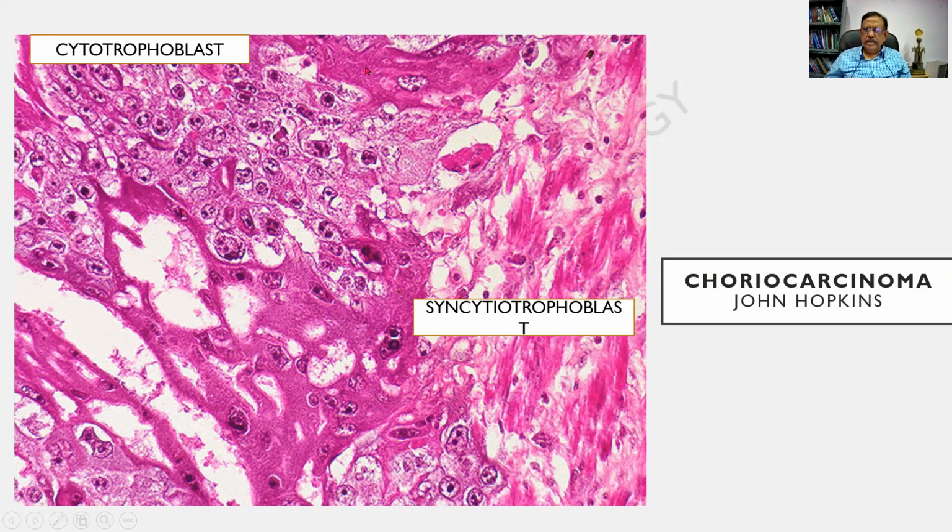And as I mentioned earlier, this is a syncytiotrophoblast. It appears darker. Look at these areas. I am finding multiple nuclei, no cell borders. This is the sheet of syncytium. Syncytium means sheet-like.